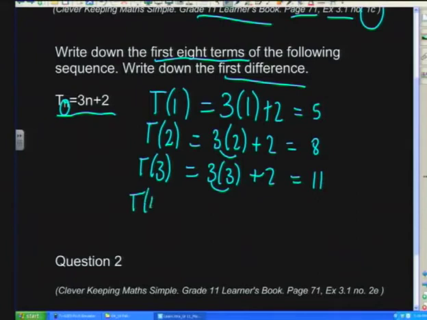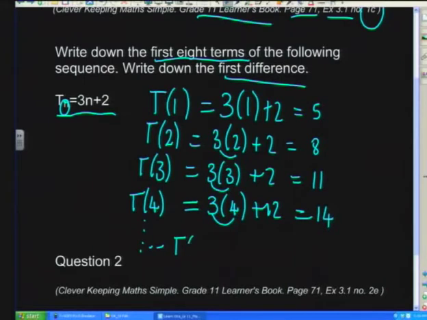Term 4, and we go on all the way, guys. I'm not going to do all 8. I think you kind of get the picture now, but we do the same thing for term 4. We substitute 4 in place of n, and we get 3 times 4 is 12, and 12 plus 2 is 14. Remember you'll carry on all the way like that till we get to term 8, because they asked us for the first 8 terms.